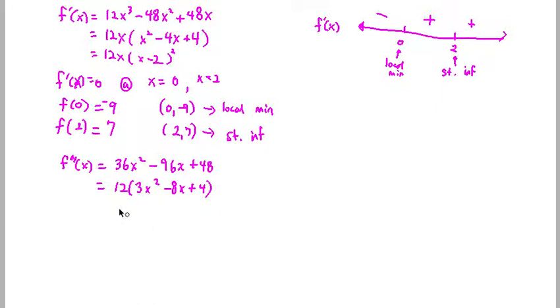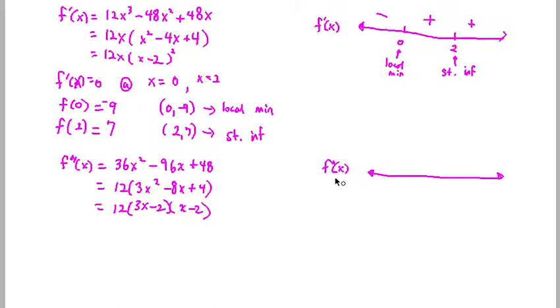Okay, and then this I can further factor into 12 times (3x minus 2) and (x minus 2). Now what happens here is, again, I'm going to be finding the zeros of this because I want to find a sign diagram. I want to draw the sign diagram of f double prime of x, because with the sign diagram, I can figure out if there are any additional points of inflection.